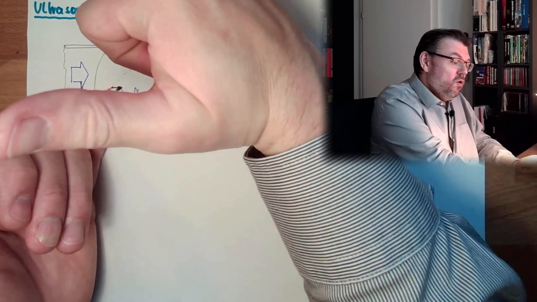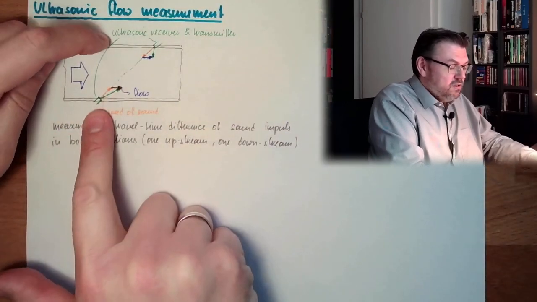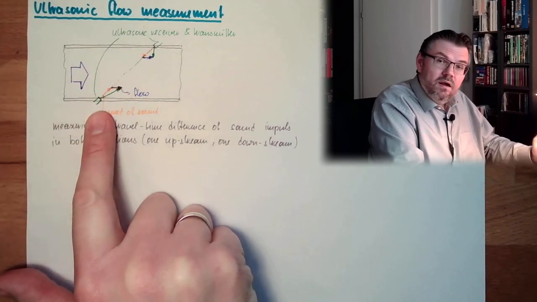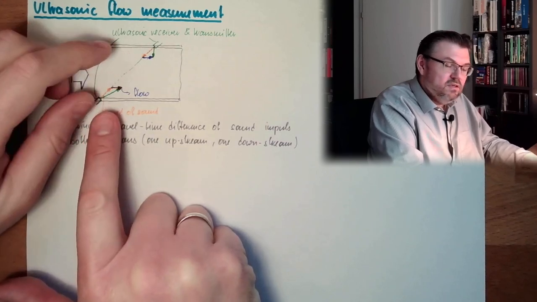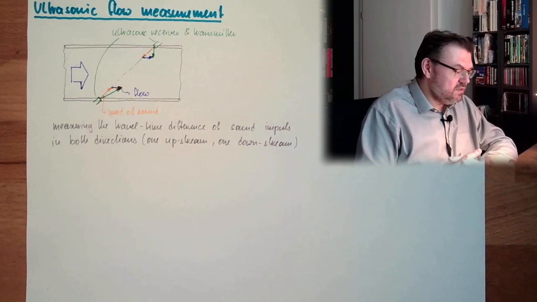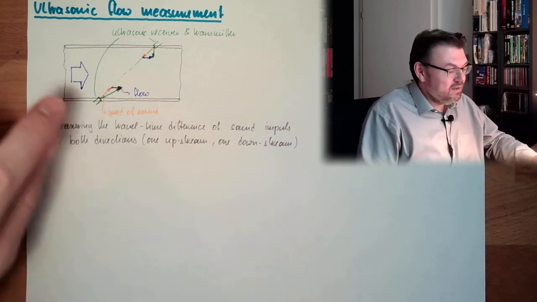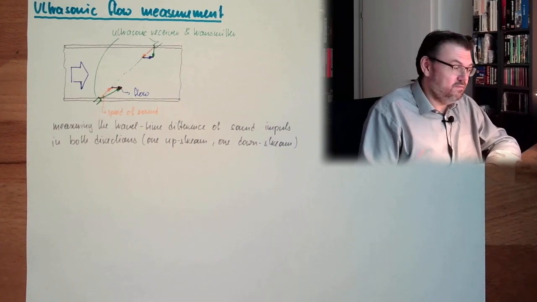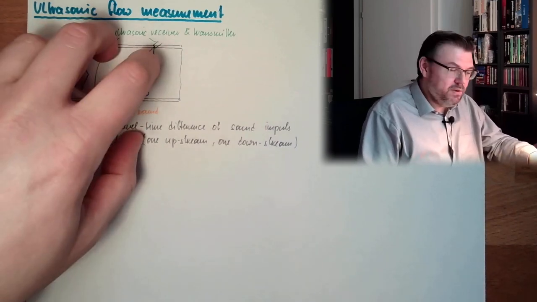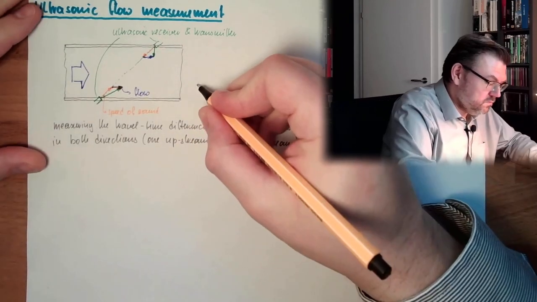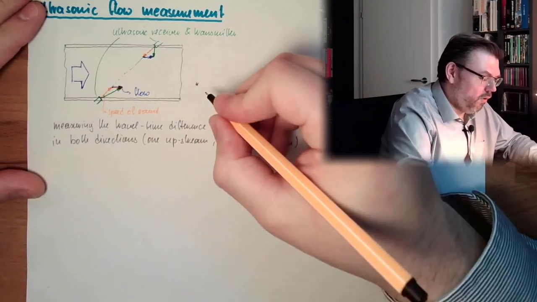Yeah, and we need to be not too opposite, because then we have no axial component, and we need this to determine the travel time difference. Yeah? This is how we determine the speed, the flow of the medium there inside. Okay, that's one possibility. Yeah? Flow time measurement, it's called. Runtime measurement.